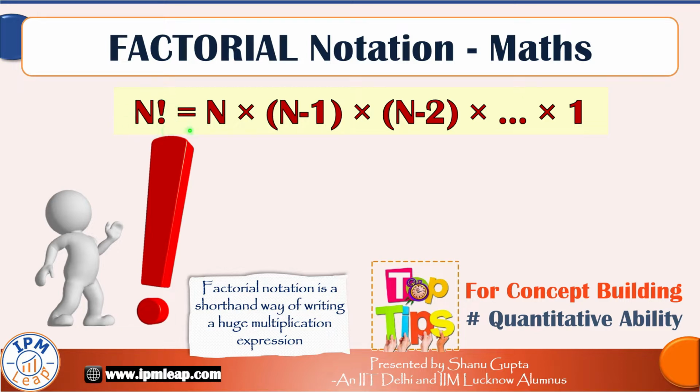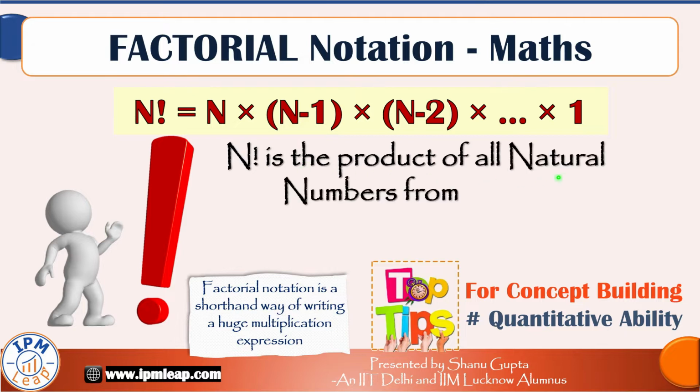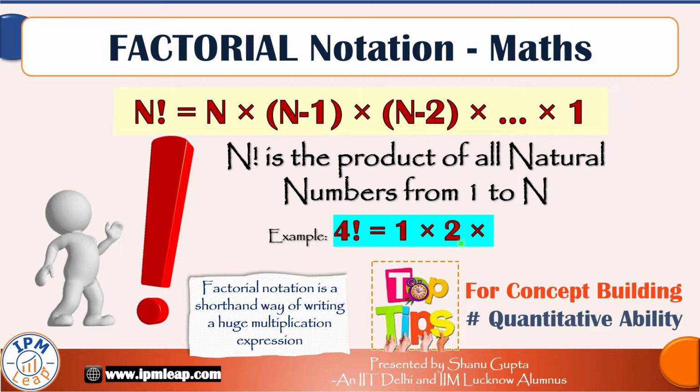Factorial notation is a shorthand way of writing a huge multiplication expression. In simple words, n factorial is nothing but the product of all natural numbers from 1 to n. For example, 4 factorial is simply 1 into 2 into 3 into 4.